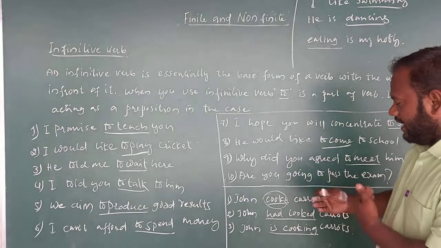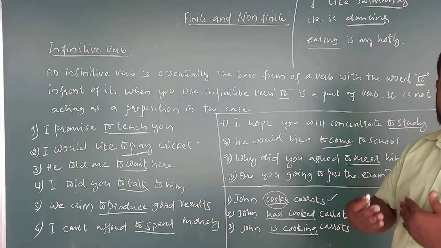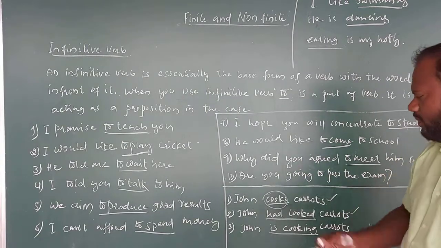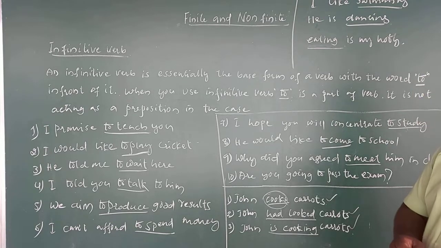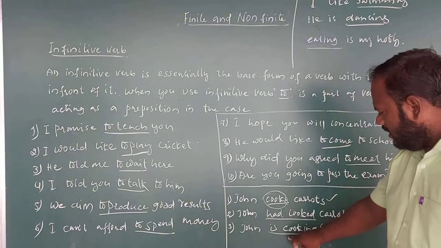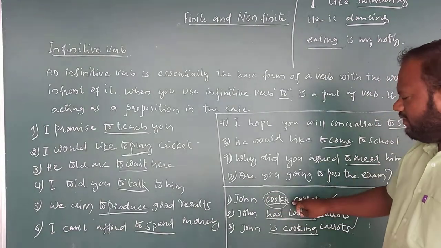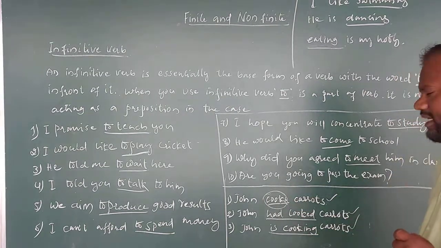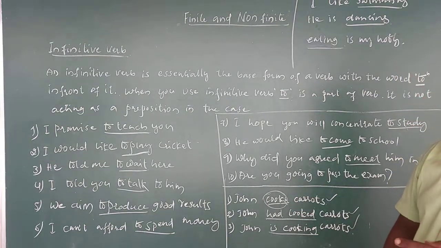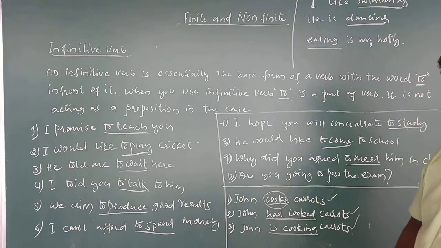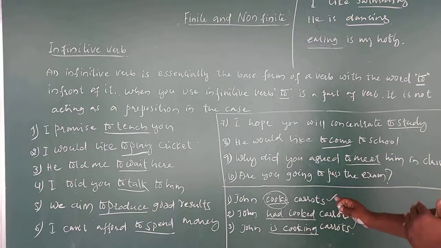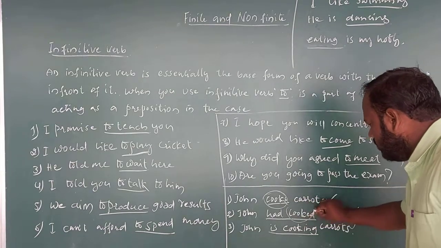The verb is changing according to the tense. The verb is changing according to the time. John is cooking carrots, which is in the present continuous tense. In the first sentence, John cooks carrots, simple present tense, the verb is cooks. In the past perfect tense, the verb changes to had cooked.